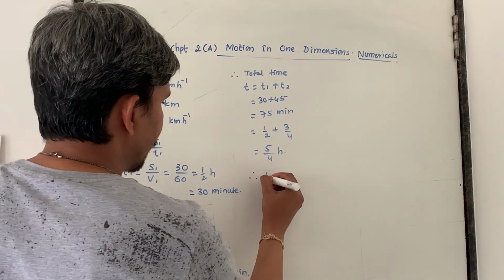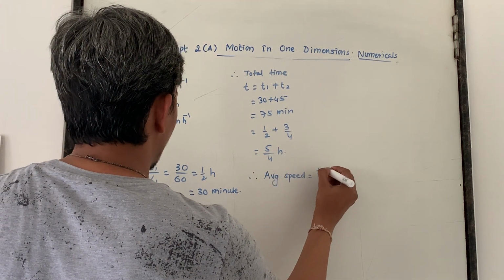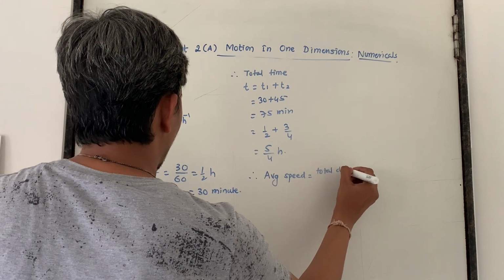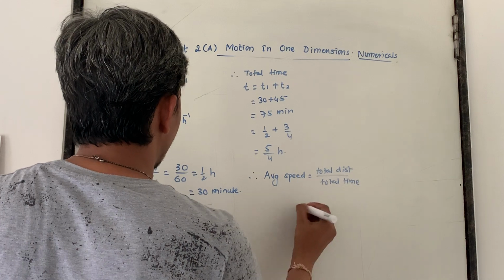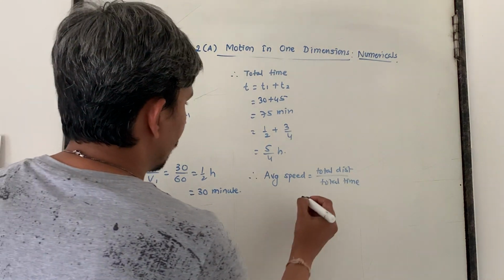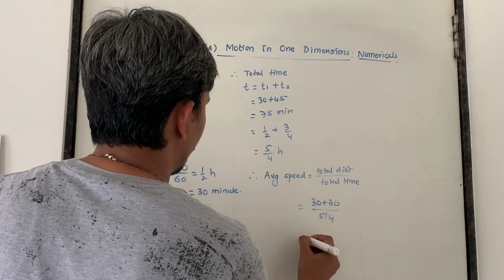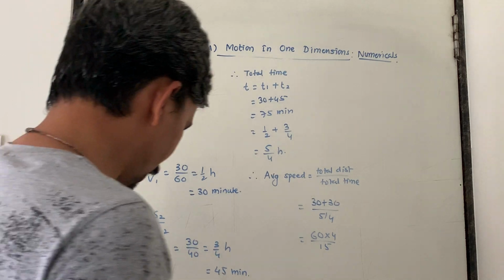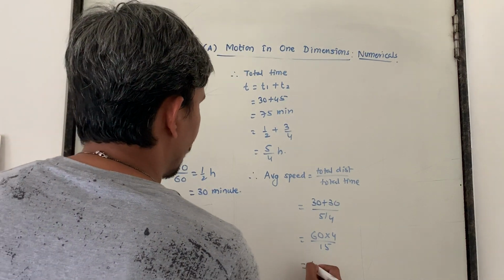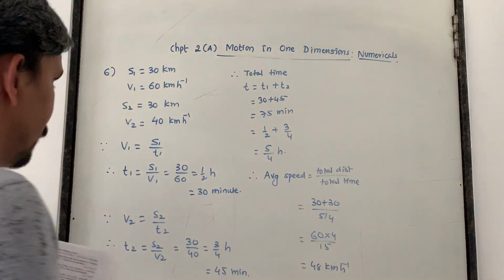So I will write, average speed is equal to total distance upon total time. Right? Total distance will be 30 plus 30 upon 5 by 4, it is 60 into 4 upon 5. That comes out to be 48 km per hour. Right? This is about the sixth one.